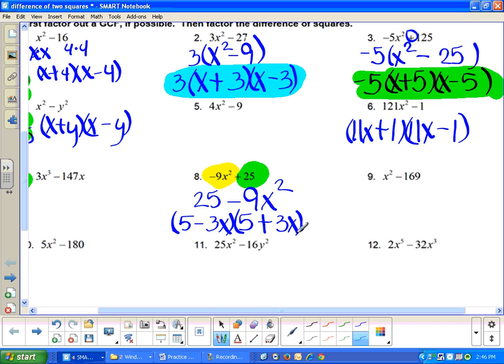Another way you could do that is to factor out the negative 1. We have negative 1 and then 9x squared minus 25. You can have your 3x minus 5, 3x plus 5, but you'd have to have the negative 1 out front. Either one of those would be acceptable. That's our difference of two squares.